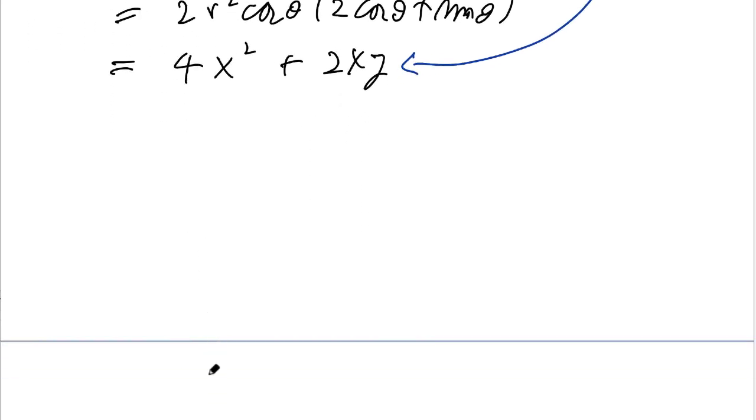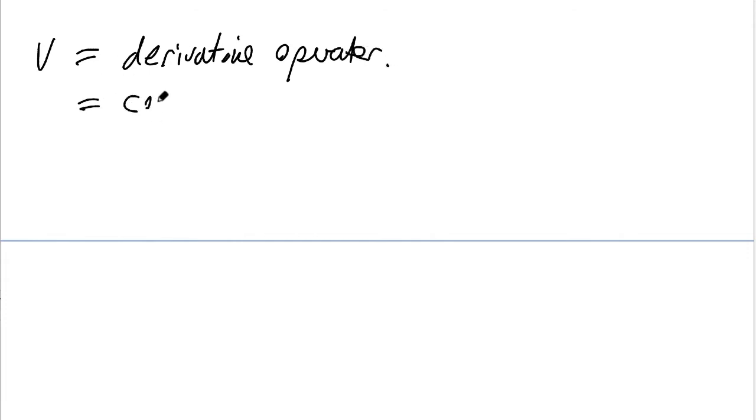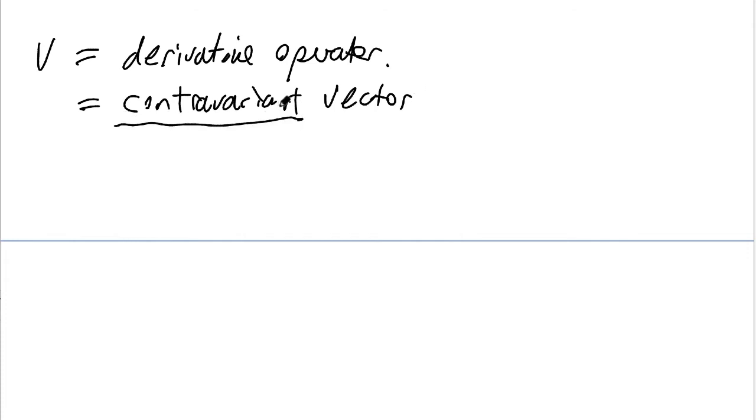Let me finish with a quick comment on terminology. If we have a vector v, this is a derivative operator. The precise term is that it's a contravariant vector, although we'll often leave off the word contravariant and just refer to it as a vector. So for example, d by d tau is the velocity vector, and it's a contravariant vector. The coordinate basis vectors are contravariant vectors. There's one vector for each value of the index mu.